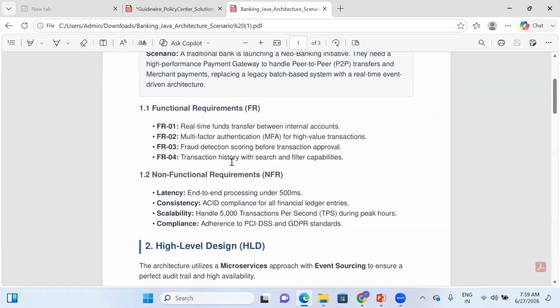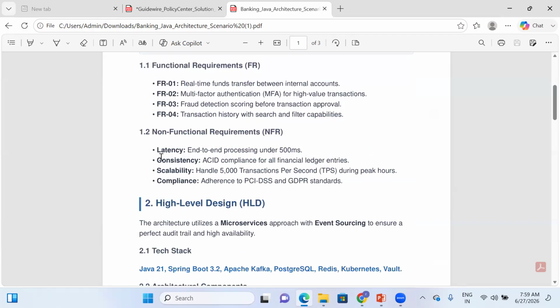Next, transaction history with all the search and filter capabilities. These are the functional requirements. The analyst team will decide these, not the architect team. But from an architect perspective, we should be understanding about the latency, consistency, scalability, all that. These are the major things that have to be identified.